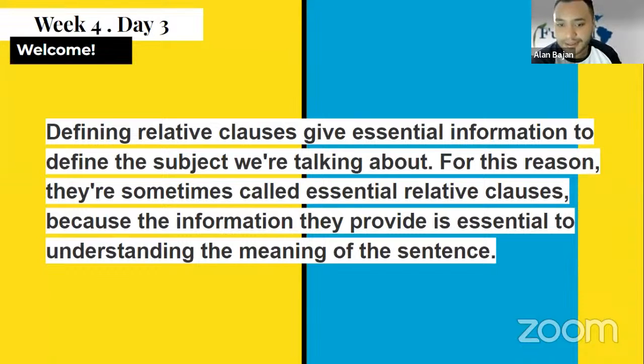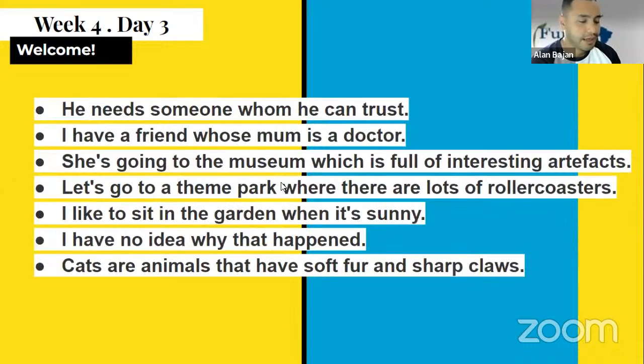Please help us to read, Mr. Quiroz. Help us to read the examples of defining clauses. Okay. He needs someone whom he can trust. I have a friend whose mom is a doctor. She's going to the museum, which is full of interesting artifacts. Let's go to the theme park where there are lots of roller coasters. I like to sit in the garden when it's sunny. I have no idea why that happened. Cats are animals that have soft fur and short claws.